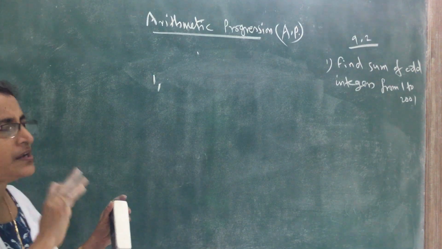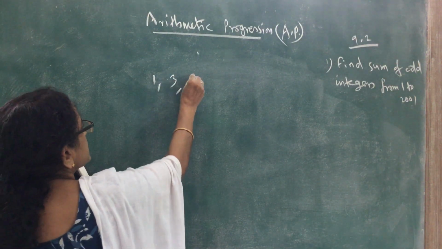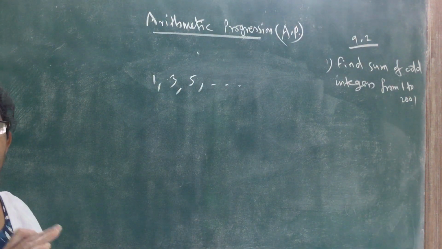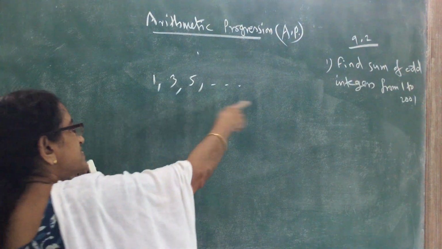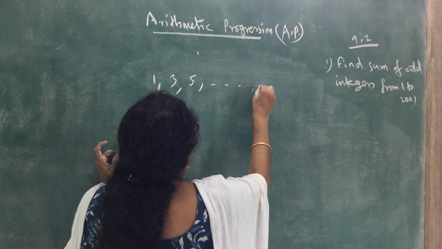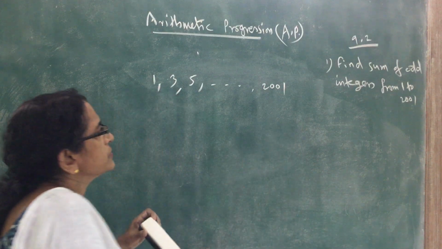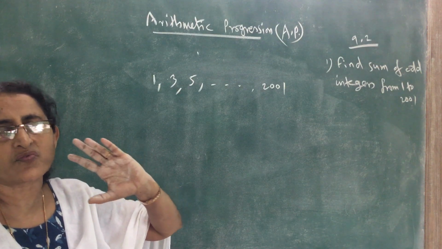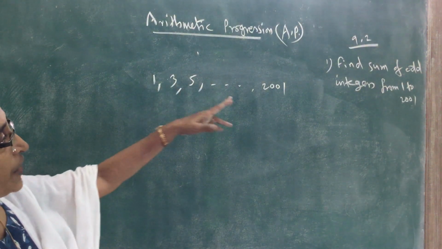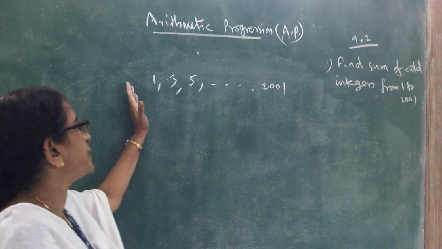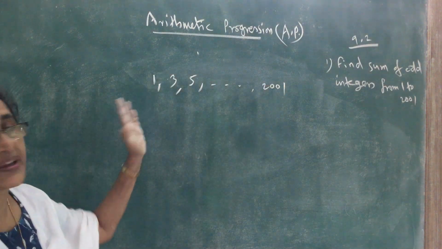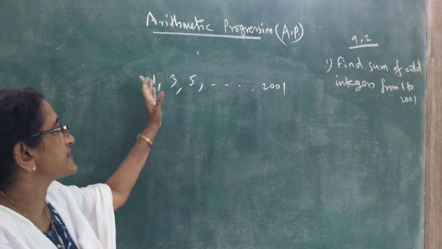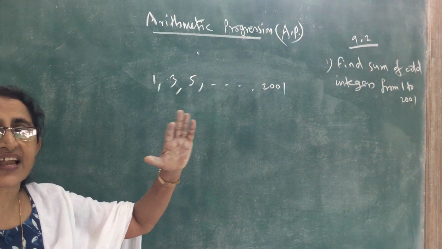So first number 1, second number 3, odd integers 1, 3, 5, etc. Then from 1 to 2001, so 1 and 2001 should be included. So the last number will be 2001. So we have to find the sum of odd integers, that is, the sum of this arithmetic progression. See, 1 plus 2, 3, 3 plus 2, 5, etc. So your odd numbers form an arithmetic progression.